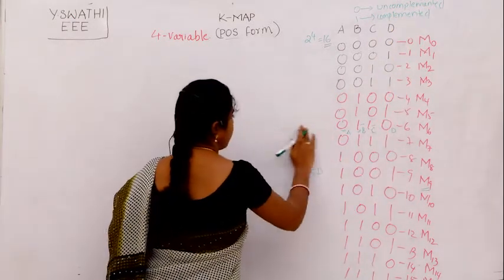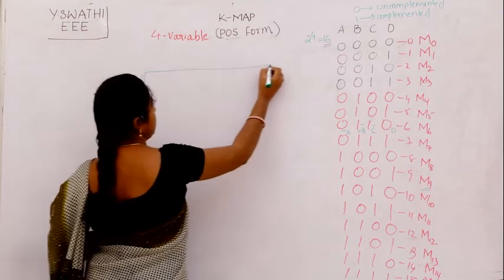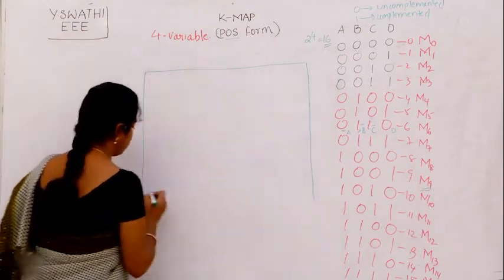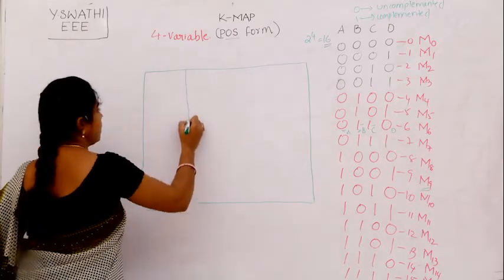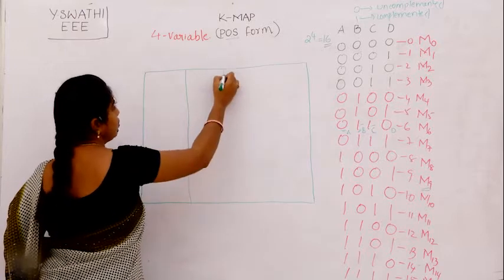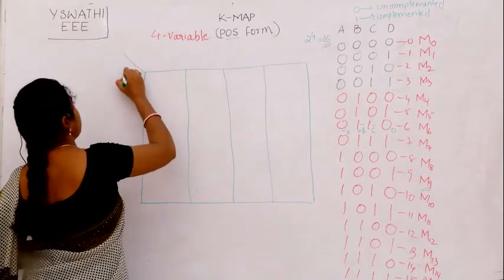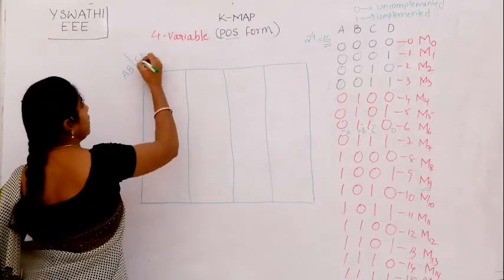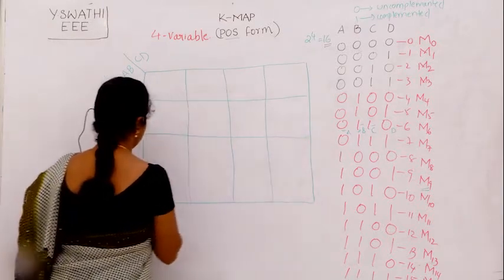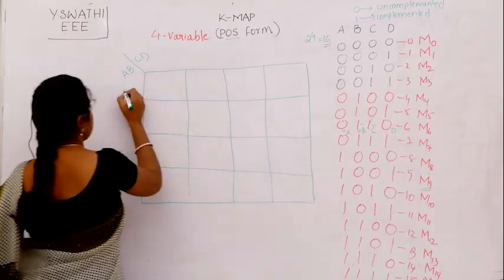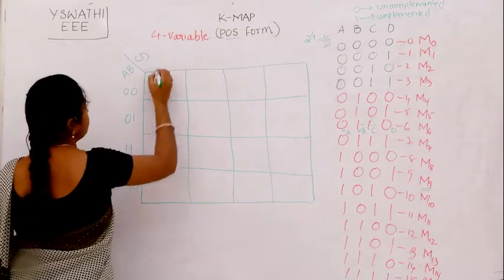Now let's represent a 4 variable K-map. 4 variables means 16 possible combinations, so for every possible combination you have a unique cell in the K-map. So 16 cells are available in the K-map, with the row and column labels 00, 01, 11, 10.